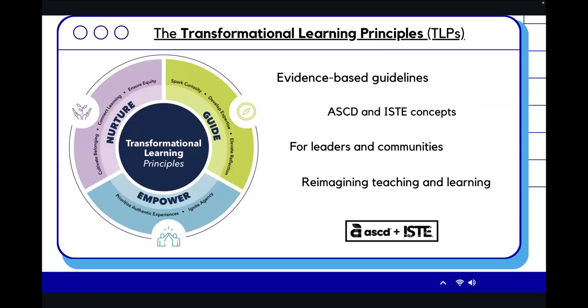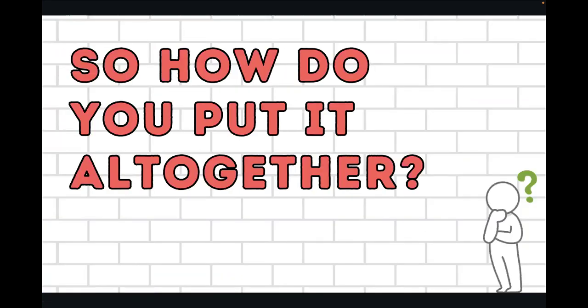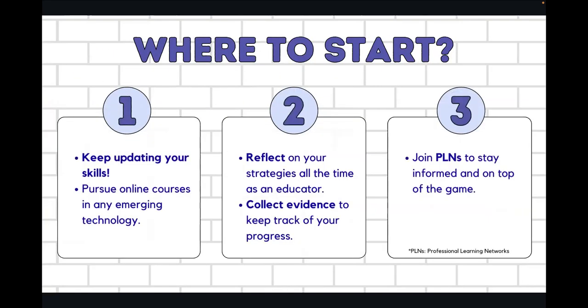The transformational learning principles, which are recently released by ASCD and ISTE, help you think about your experience, the way you are planning for it, if it sparks curiosity, if it develops expertise, if it ensures there's equity in the class, and so on. Always look at these frameworks, but then if you ask yourself, how do you put it all together? It's hard. You can't put it all together, but of course, you can keep updating your skills to try to meet some standards from here and there, to try to elevate as much as you can.